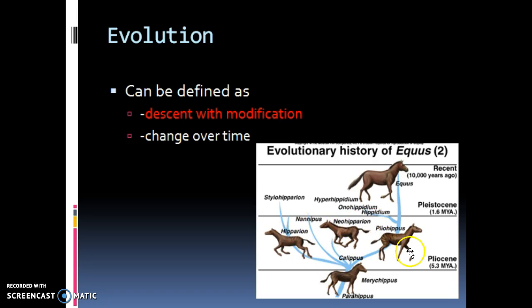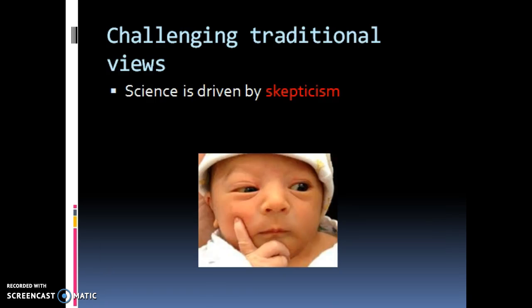So descendants with some changes. And we will be looking a little bit later on at how the environment is one of the big things that acts and causes those changes. So challenging traditional views. Science is really driven by skepticism, and skepticism is, people are kind of like kids. You ask them to do something, they just say no, and that's kind of what we see going on with this little baby here. She's kind of giving the sketchy look to whatever's going on over here.